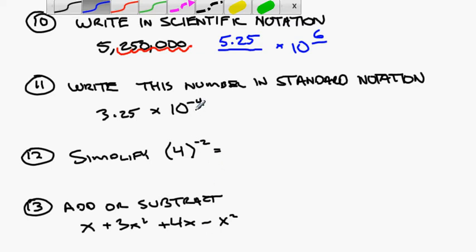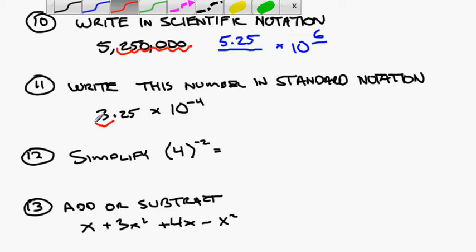All right. Now what we're going to do here is write this number in standard notation. So we have it in scientific notation, and we're going to go the opposite direction. Basically, we take where the decimal point is, going -4, so we know our number is going to be less than 1. So we're going to go to the left.